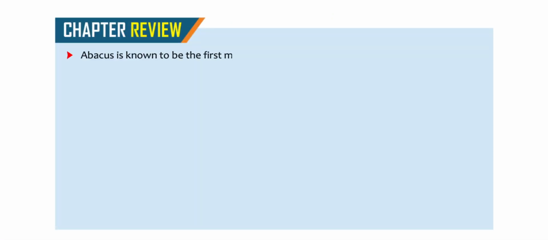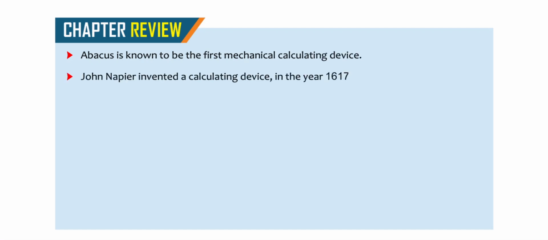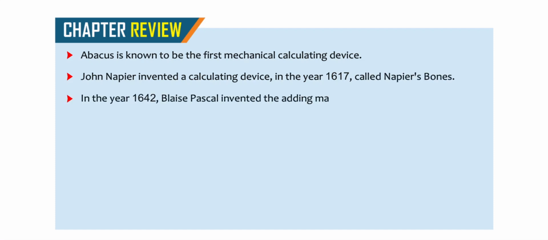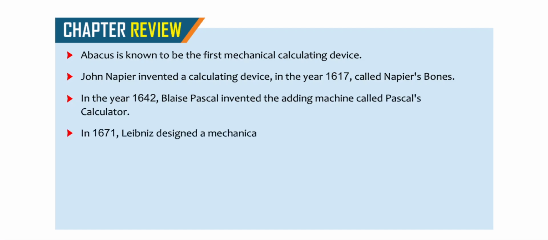Abacus is known to be the first mechanical calculating device. John Napier invented a calculating device in the year 1617 called Napier's bones. In the year 1642, Blaise Pascal invented the adding machine called Pascal's calculator. In 1671, Leibniz designed a mechanical calculating machine called the Leibniz calculator.